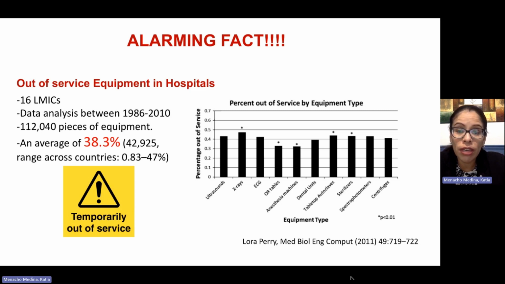This is an alarming fact. It's an old publication from 2011, but you can see here the out-of-service equipment. It's good to acquire the equipment, but what about the continuous service for keeping the machine up to date and running? This study showed that in 16 low and middle income countries, with data analysis between 1986 and 2010, 112,040 pieces of equipment were out of service. So an average of 38.3% of machines were broken or damaged, and that limited the continuity of service.